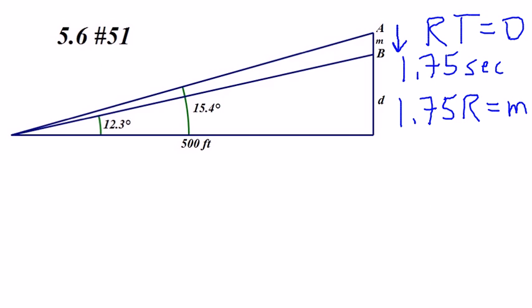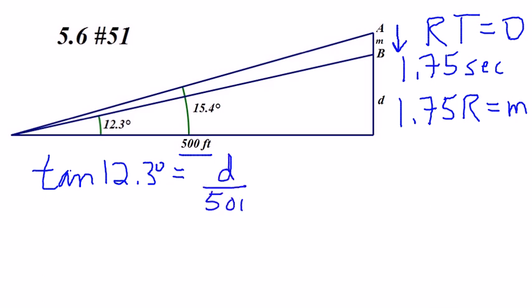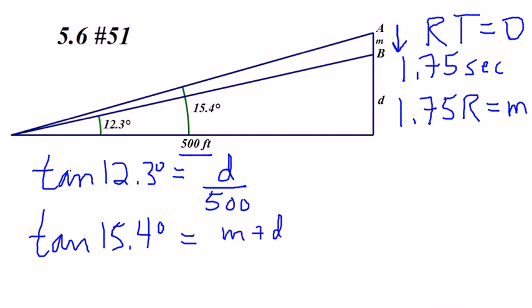Now looking at the right triangles, we have the distance along the bottom side over here, and we have a couple of angles, so we could use the tangent to help figure this out. The tangent of 12.3 degrees would have to be opposite over adjacent, so that would be length d over 500. And then our second equation, using the bigger triangle, would be that the tangent of 15.4 degrees would have to equal m plus d all over 500.